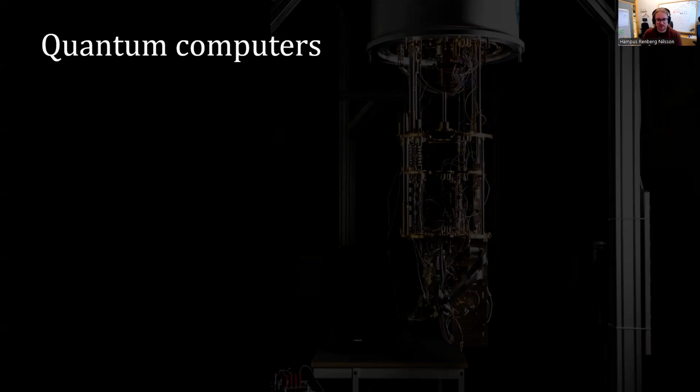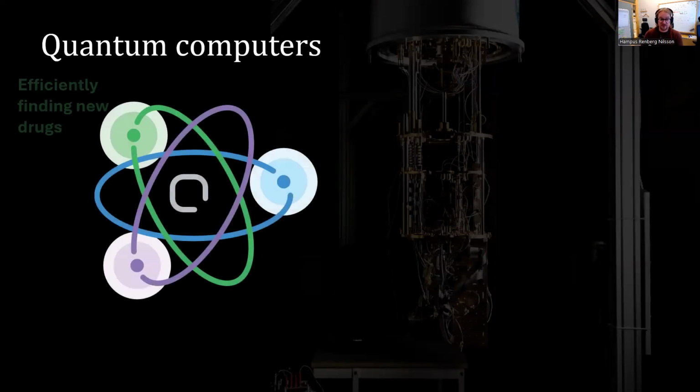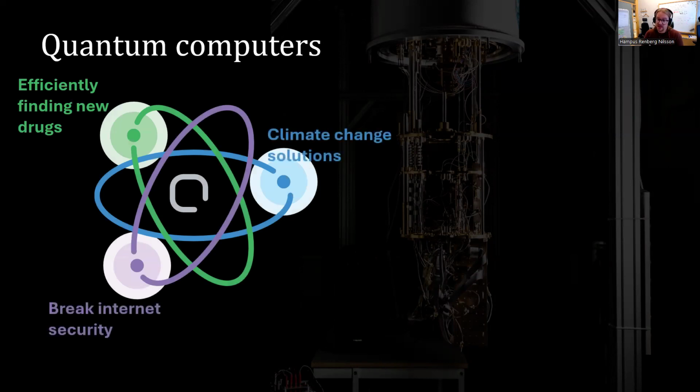It's not a supercomputer, which is a common misconception, but rather a different kind of computer that calculates things in a different way. And these can potentially efficiently find new drugs, find climate change solutions, break internet security, and so on. It's beyond imagination. And the reason for this is that on quantum computers, you can run something called quantum algorithms. And quantum algorithms can, for certain problems, be much faster than the classical algorithms.